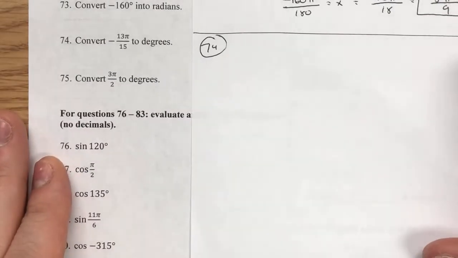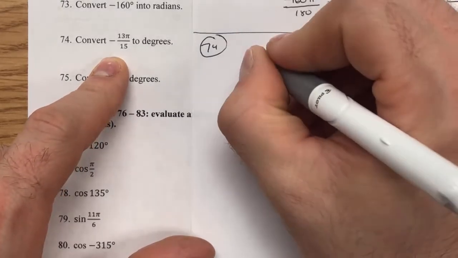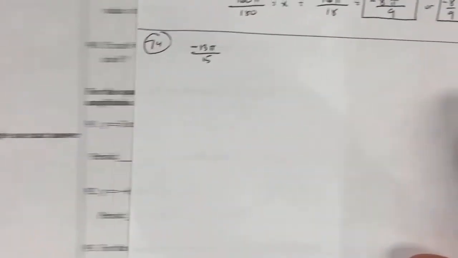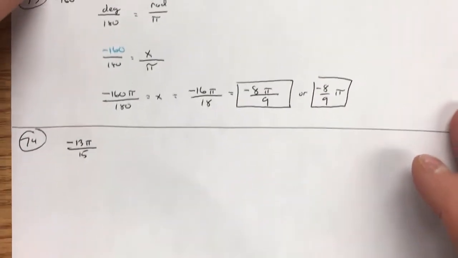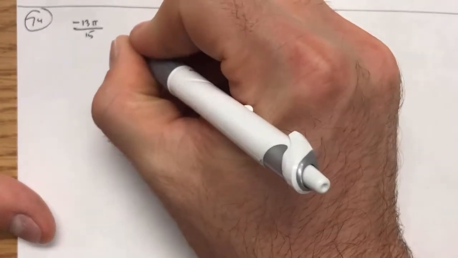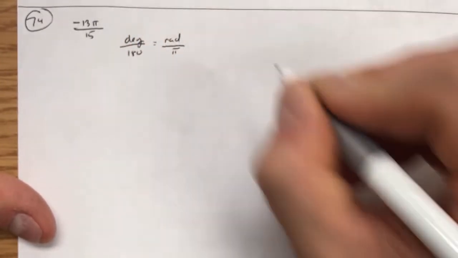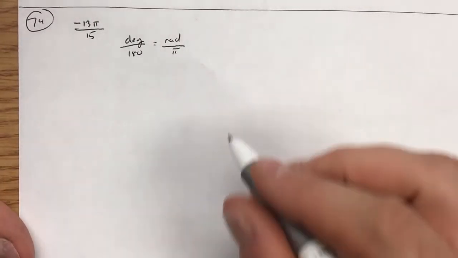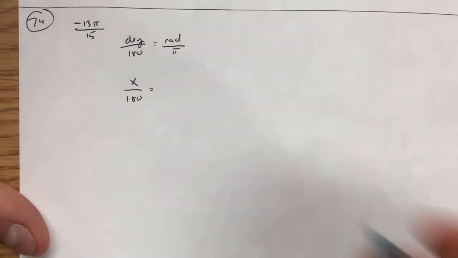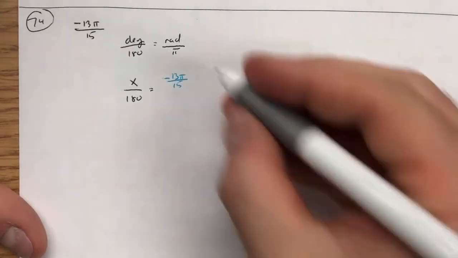Number 74, we are converting the other direction. I have negative 13 pi over 15 into degrees. So like the last problem, I know the ratio between the two. I'm just going to fill in what I know and what I don't. So I know the number of degrees over 180 is equal to the number of radians over pi. In this case, I know the number of radians. So I'm going to call my degree x equals, in this case, negative 13 pi over 15 over pi.